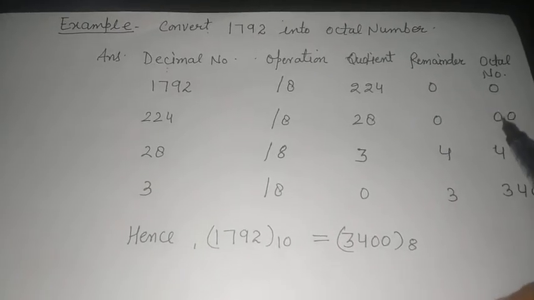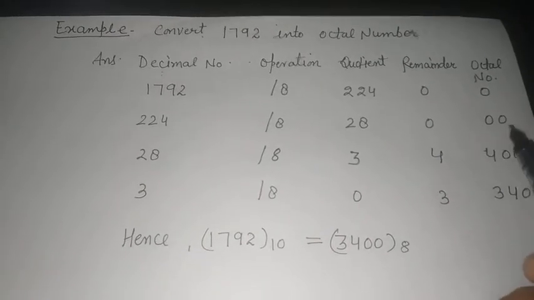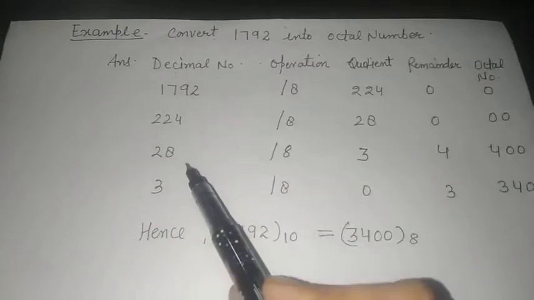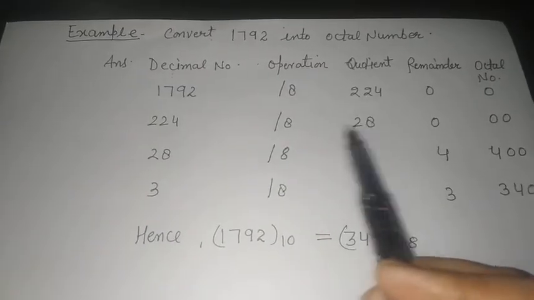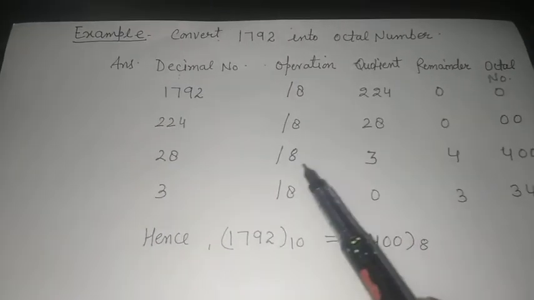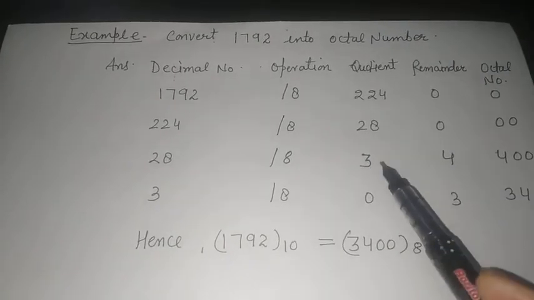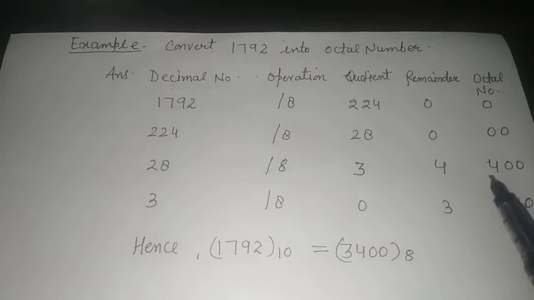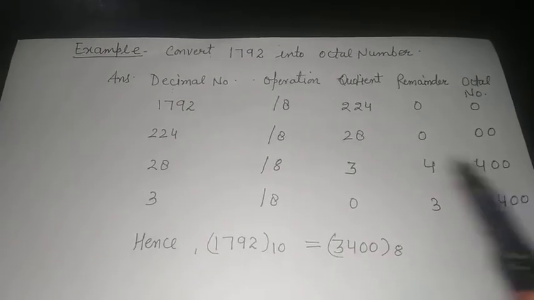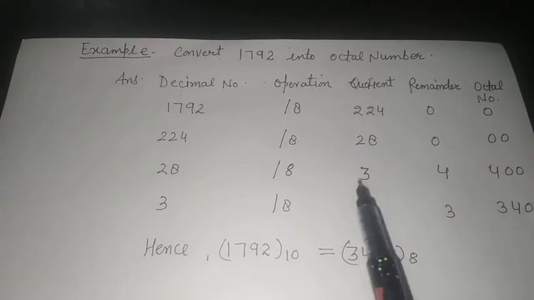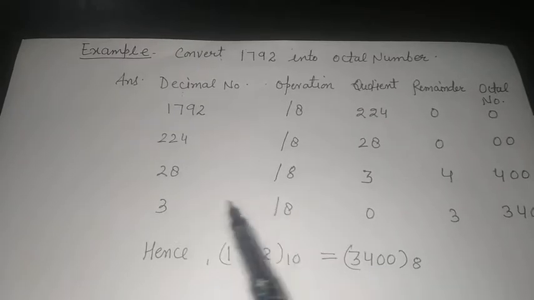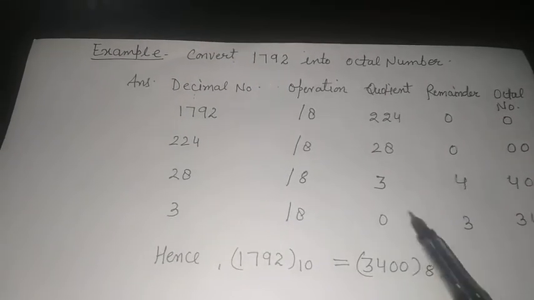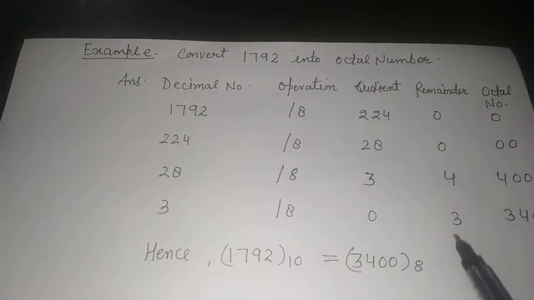Then in the octal number we write 0 0. In the next step we have the quotient 28, so we divide 28 by 8. We get quotient 3 and remainder 4. Then we write the octal number like 4 0 0. Next we have the quotient 3, so we divide 3 by 8. Then the quotient will be 0 and the remainder will be 3.